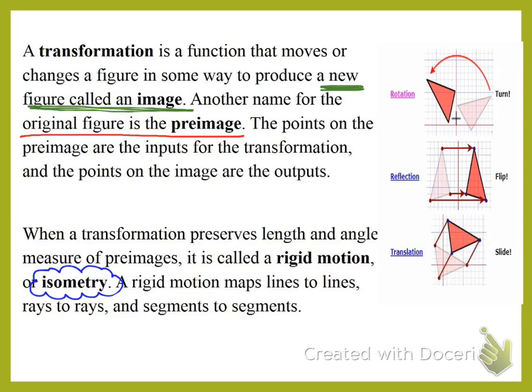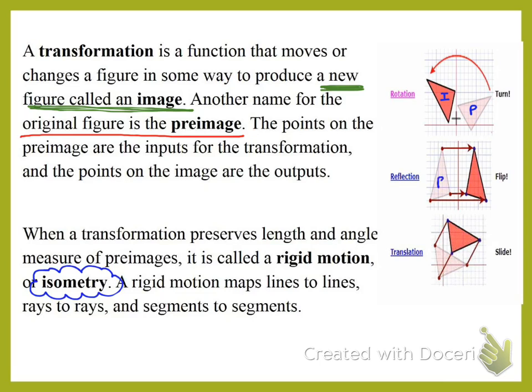So you can see all these changes over here, a rotation, right? So this was the pre-image and this was the image. Does it seem like the pre-image and the image are identical in every way except for the orientation? Yes, so rotation will be an isometry. Let's look at the reflection.